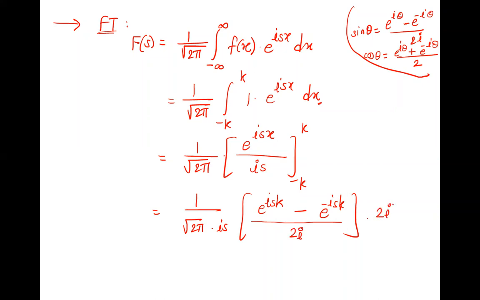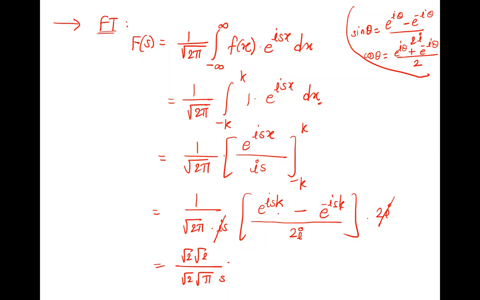Here i gets cancelled, right? 2 is nothing but root 2 into root 2. This 2 upon root 2 pi becomes root 2 into root pi. And what is this? s is there, i cancels, s is there. What is this? sin sk, correct.